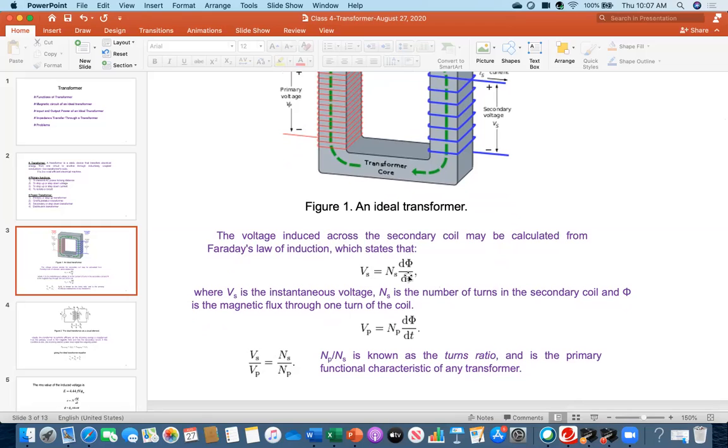I am dividing this equation by this. So therefore, I got one relationship. Everybody see how it is related with the number of turns. And then you see the definition, Np over Ns is called the turn ratio and is the primary functional characteristic of any transformer. It is the number of turns on the primary and secondary coil that will govern the functionality of the transformer.